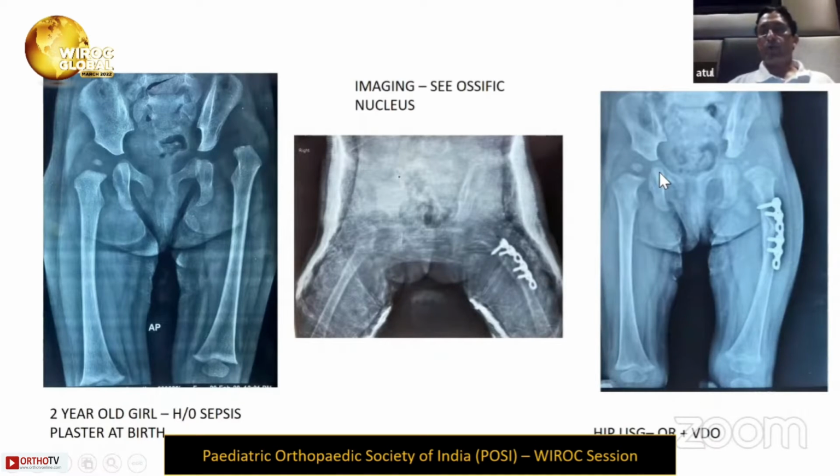And this was the child at follow-up. So the osteoid nucleus has just appeared. It still appears very small, and this child needs further follow-up in future.